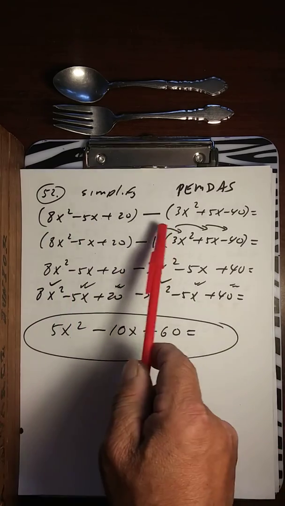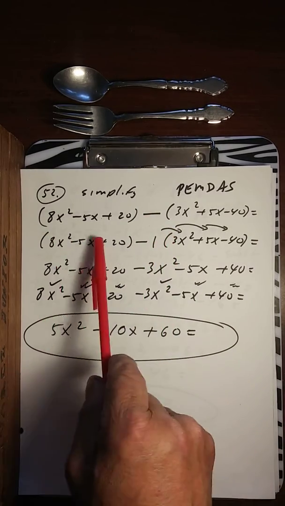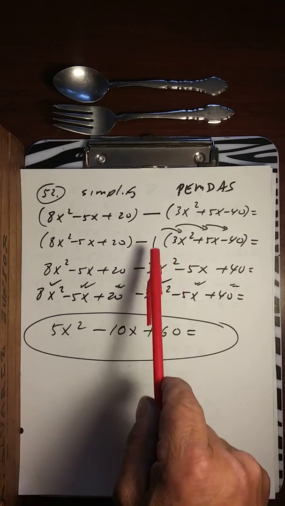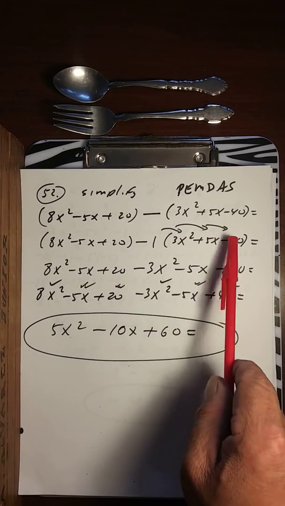Simplify this. There's a minus in the middle. Let's put a 1 there. So now copy this one. This one changes. Negative times that is negative. Negative times that is negative. And negative times a negative is a positive.